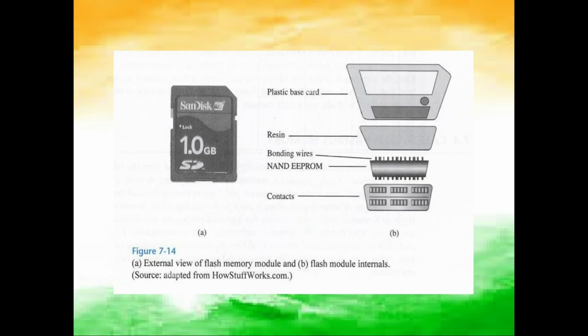So this is a diagram which shows the flash memory. That is a SanDisk card that I think everybody has used in their mobile phones. This is the discrete diagram of how this SanDisk card is made up. These are the contacts. Then NAND EPROMs are there. Then there is a resin and the plastic base card on which it sits. This is the topmost, this is the inside, and this is the contact by which the card gets connected with your computer, laptop or mobile.